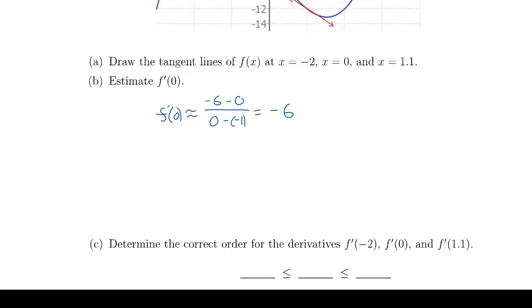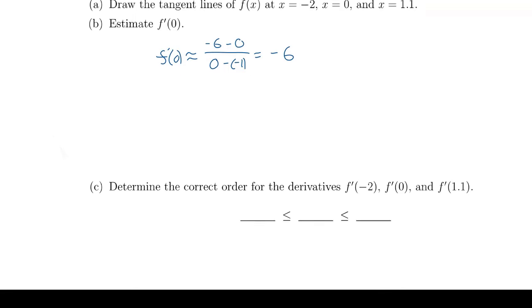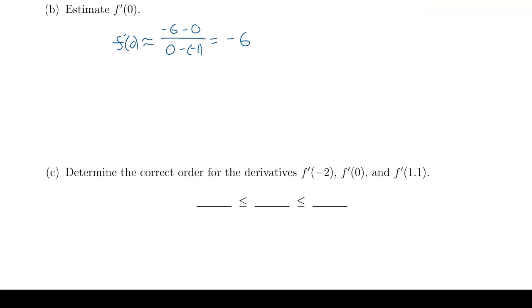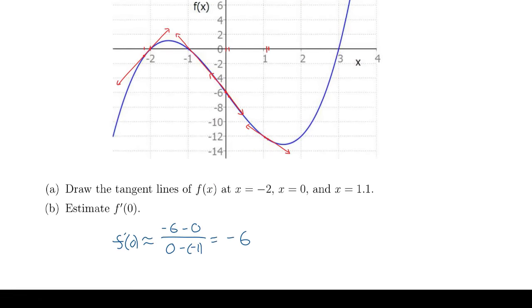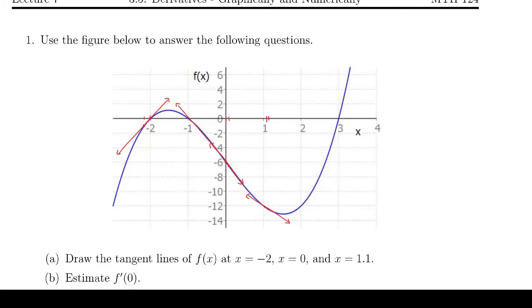Understanding tangent lines and the graphical representation of derivatives also allows us to answer a question like part C. So they want us to determine the correct order for the derivative. So remember, these terms represent numbers. Look at the problem above. f prime of 0 represents -6. So we already have that, and moreover, these numbers are represented graphically as slopes of tangent lines. So all this is asking us to do is compare the slopes of these lines and rank their order from smallest to largest, because the slope of the tangent line is precisely the value of the derivative.